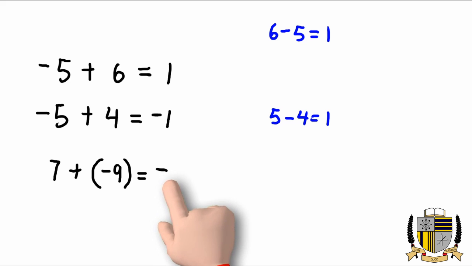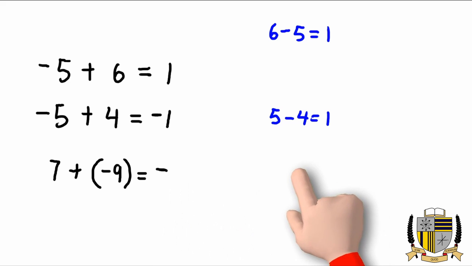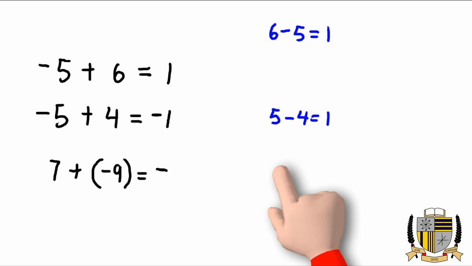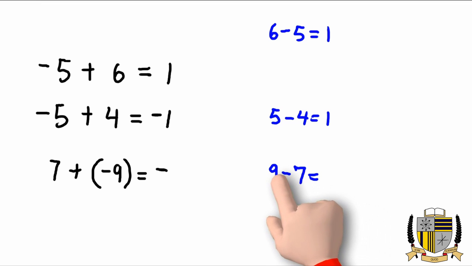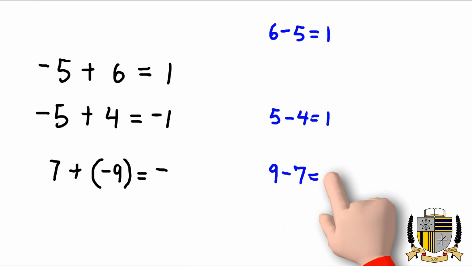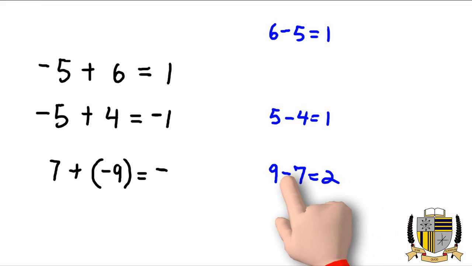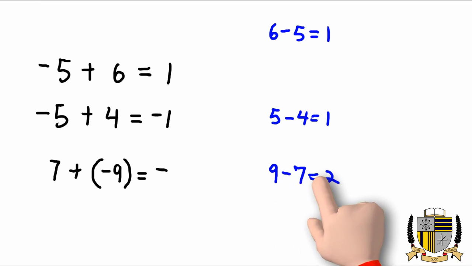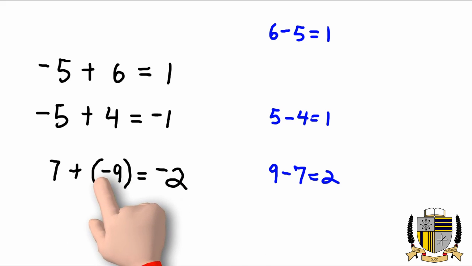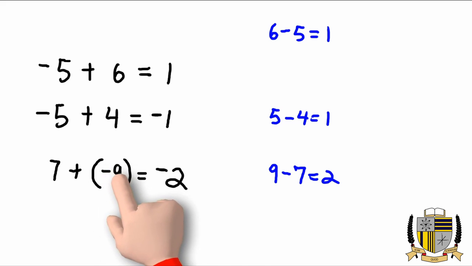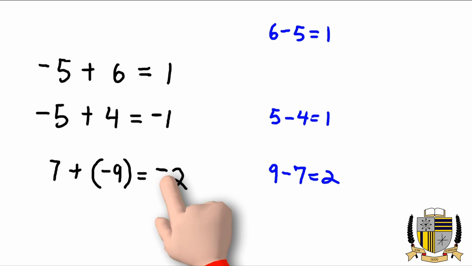And then what's the difference between 7 and 9? I'll just write it over here on the side. You don't really have to do this. This is just to really show you and illustrate what's going on. Well, 9 minus 7 is 2. That's the difference between 9 and 7. So the answer is 2. And this 9 determines the sign of the answer.